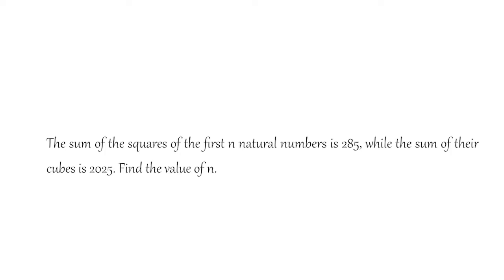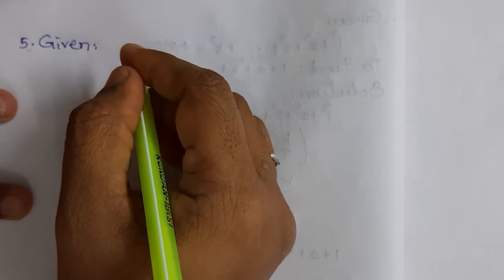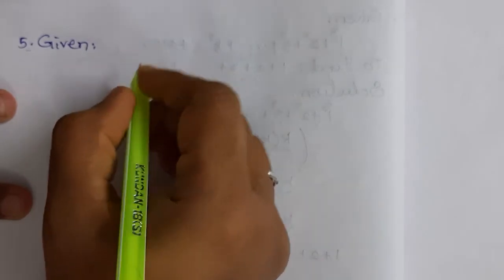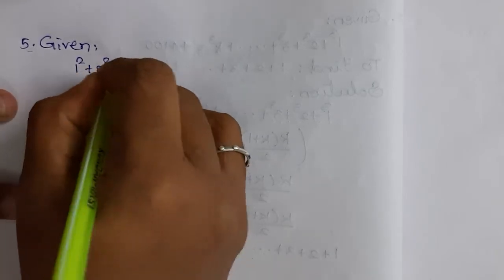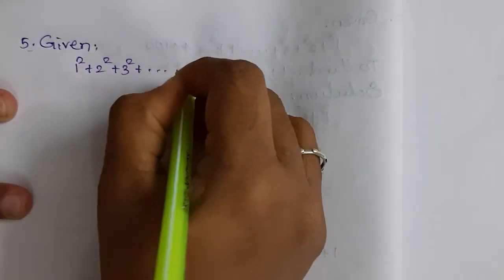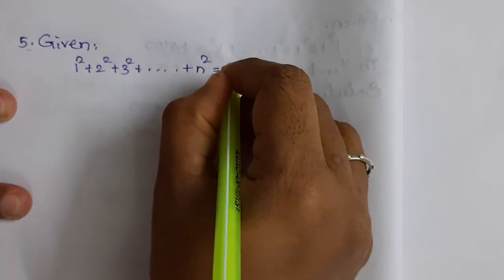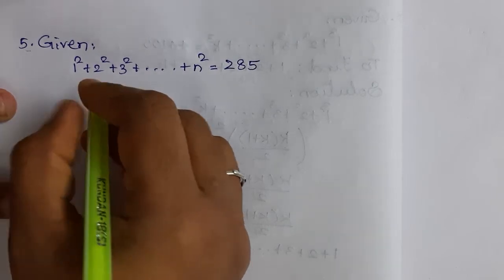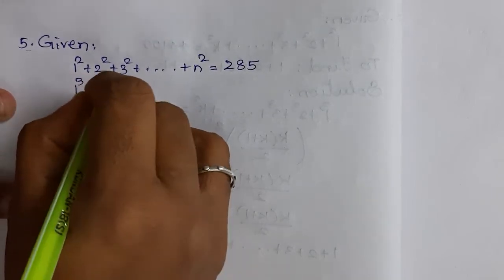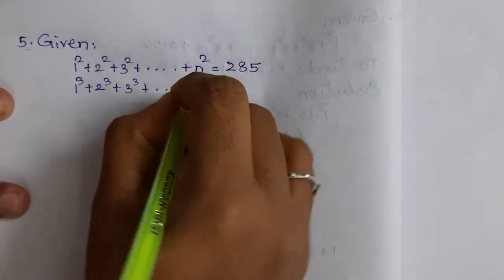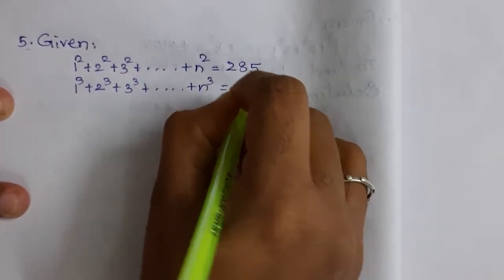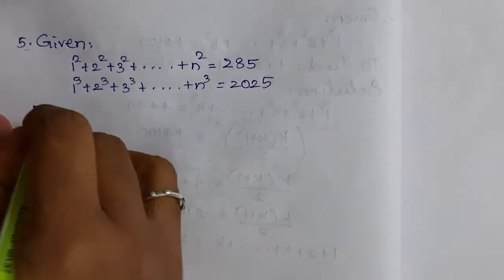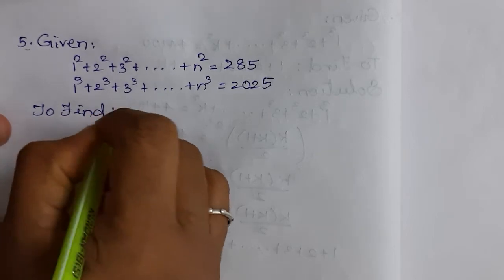Moving on to the next sum, fifth one. The sum of the squares of the first n natural numbers is 285, while the sum of the cubes is 2025. Find the value of n. The sum of the squares of the first n natural numbers is 285, which means 1 squared plus 2 squared plus 3 squared plus etc. plus n squared is equal to 285. While the sum of the cubes is 2025, so 1 cube plus 2 cube plus 3 cube plus etc. plus n cube is equal to 2025. We have to find the value of n.